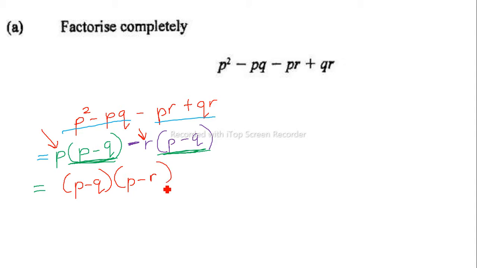Alright, and so that's how we factorize. It's called factorization by grouping.